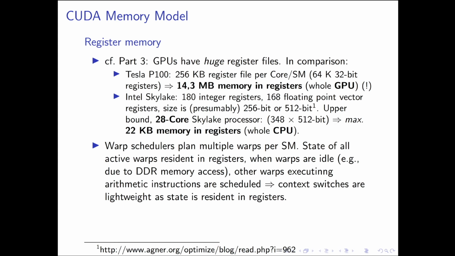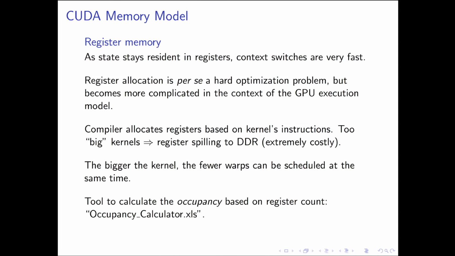All this is quite essential, and how the warp scheduler makes use of those registers we actually talked a lot about, and this is quite essential to the overall execution model of the GPU. As said, the state is and stays resident in registers, and that allows for those fast context switches.